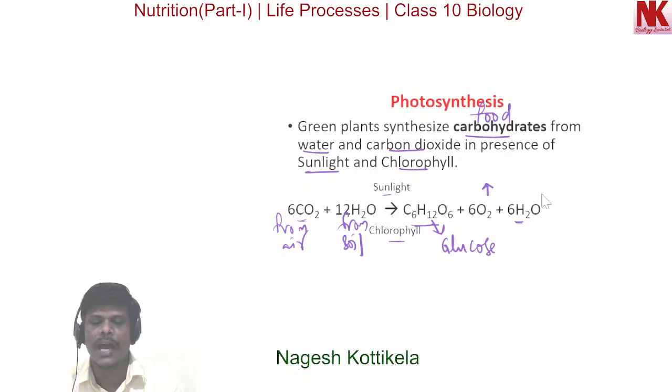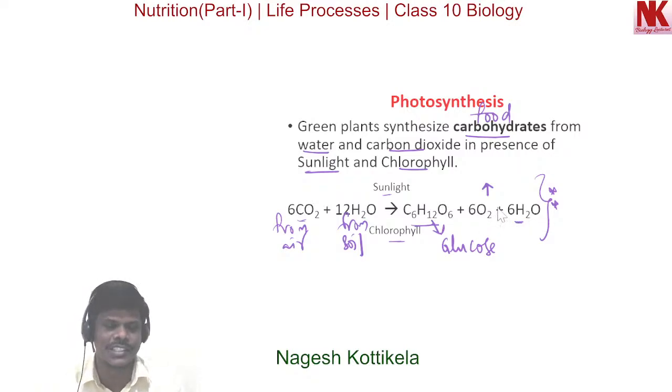So this is the balanced chemical equation of photosynthesis, one of the very important questions for board exams and competitive exams. So what is the balanced chemical equation of photosynthesis? You can just check once again. 6 carbon dioxide molecules plus 12 water molecules, in presence of sunlight and chlorophyll, form glucose, that is C6H12O6, plus 6O2, oxygen released into air, and 6 water molecules are formed.